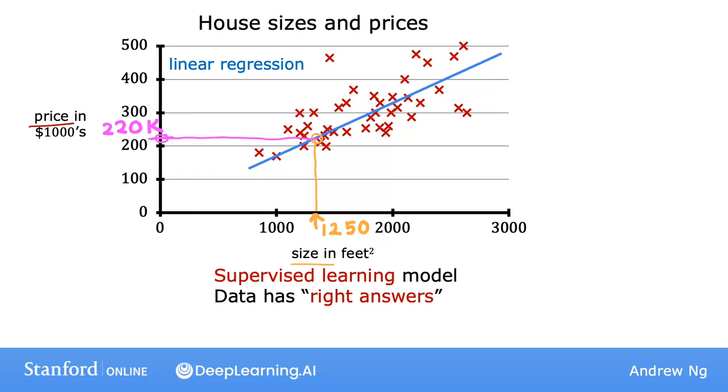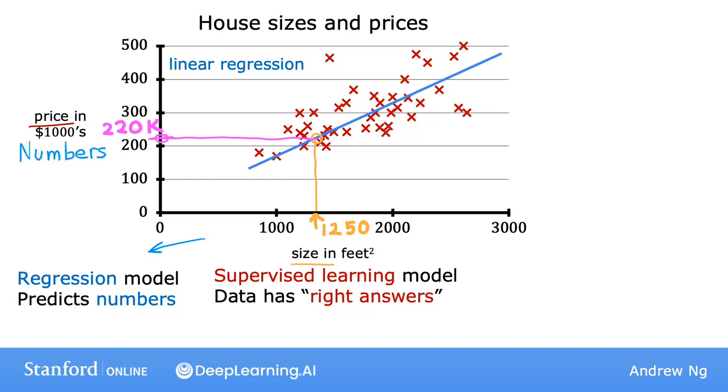This linear regression model is a particular type of supervised learning model. It's called a regression model because it predicts numbers as the output, like prices in dollars. Any supervised learning model that predicts a number, such as 220,000 or 1.5 or negative 33.2, is addressing what's called a regression problem. So linear regression is one example of a regression model, but there are other models for addressing regression problems too. And we'll see some of those later in course 2 of this specialization.